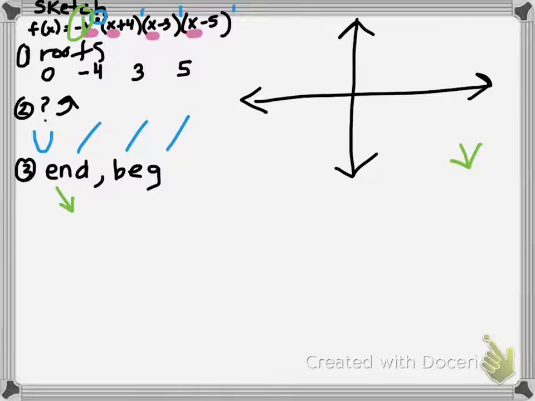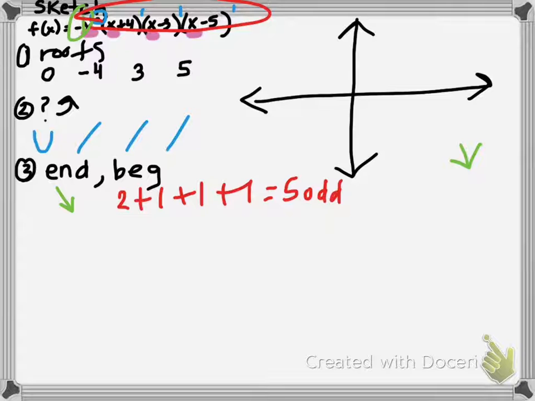And the beginning is based on the degree. To get the degree, we're going to add up all of my multiplicities. So I've got a 2, a 1, a 1, and a 1 from up here. 2, 3, 4, 5 is odd. Odd is opposite. We need to know opposite of what, and that's why we had to have the end first. It ended down, which means it has to start up. So the start of the graph is going to be up.